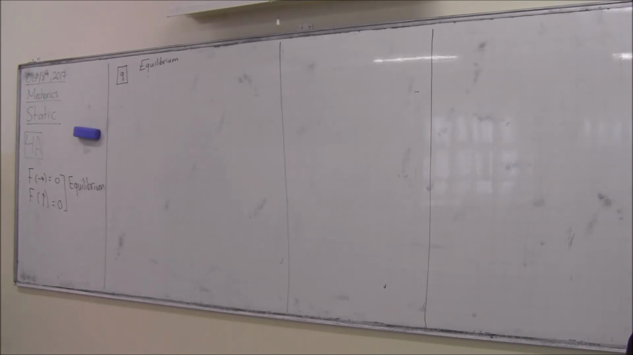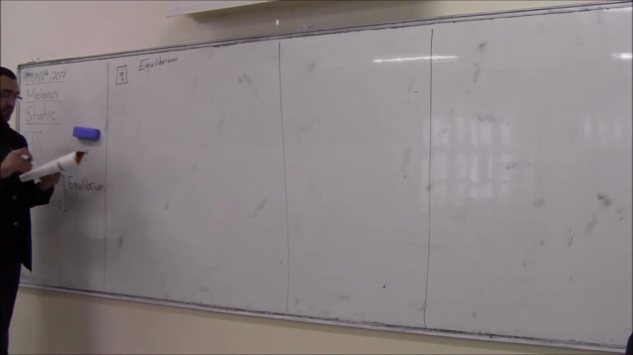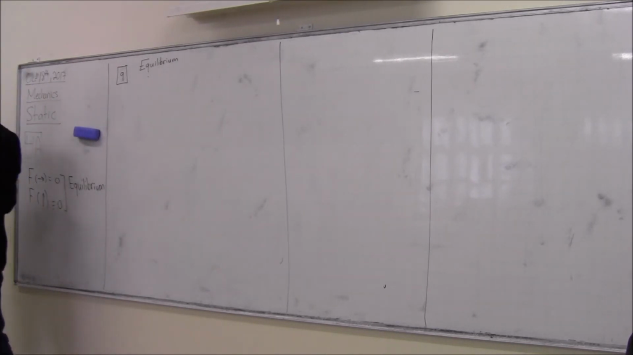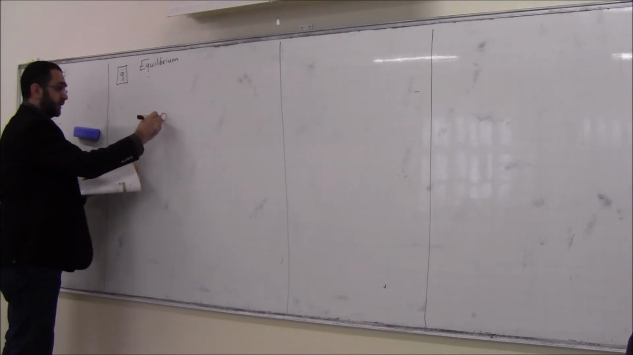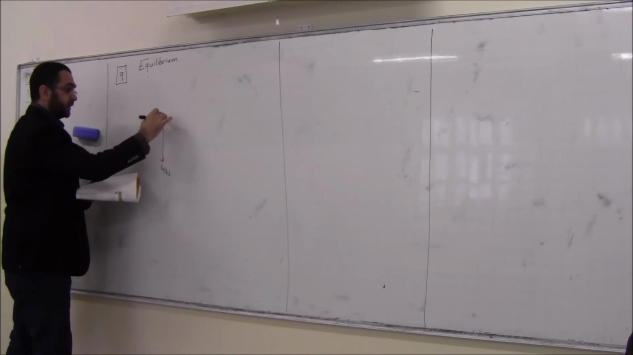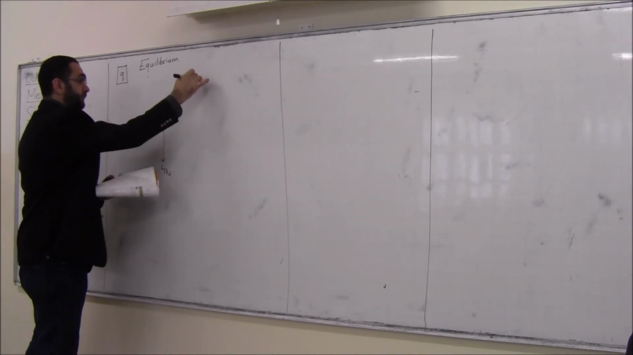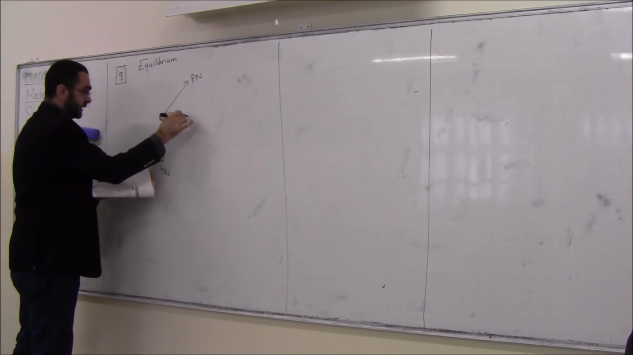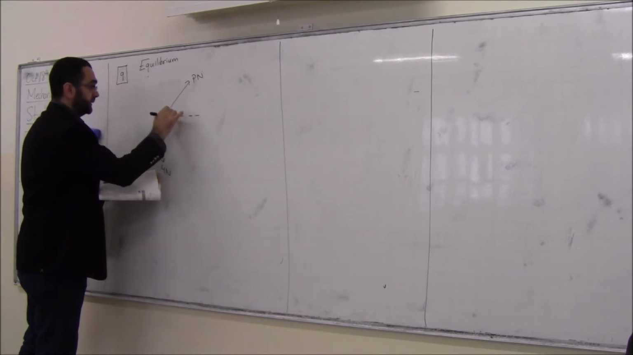Okay, look at question 9 first. In this question, we have a particle in equilibrium. This particle is influenced by several forces. The first force is 4 Newton. Here we have P with an angle of 30 with the horizontal.